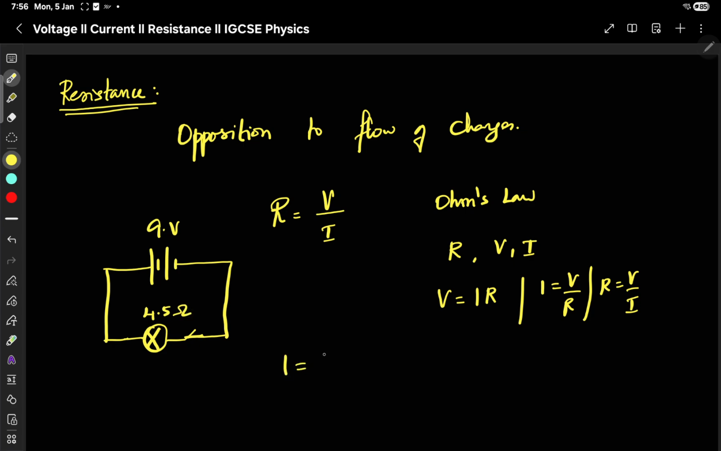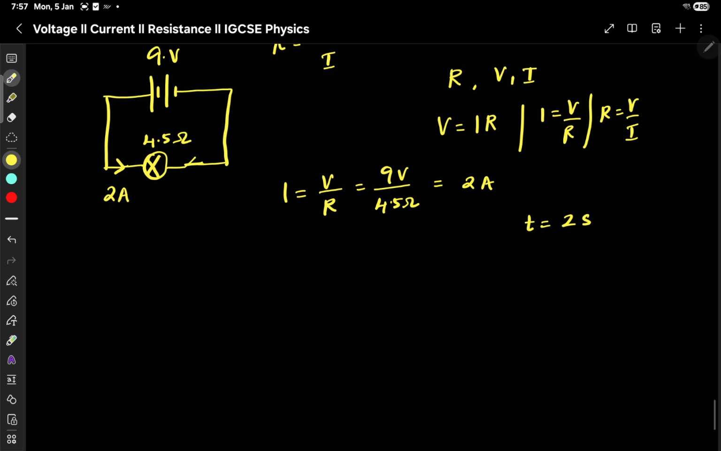I will simply use I is equal to V over R. V is 9 volts and my R is 4.5 ohms. So that will give me 2 amps. So 2 amps of current is flowing here. Let's say that this 2 amps of current is going for only 2 seconds. So how much charge is flowing in 2 seconds?